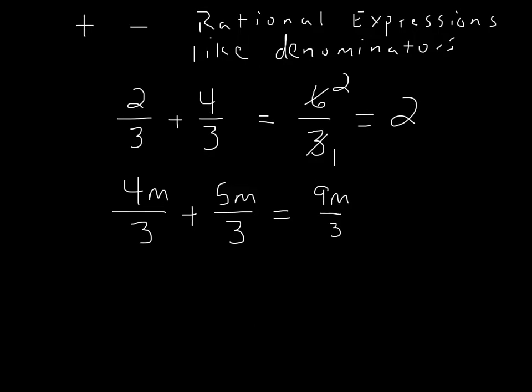Okay, and then what do we have to do? We have to reduce, right? So we have the 9 and the 3. Those two reduce. 3 goes into 3 one time, 3 goes into 9 three times. So we end up with 3m. And that's it. Really, adding is really simple, especially when we have like denominators. After the next video we'll have unlike denominators, so that'll be a little more difficult, but you get the idea. Okay, let's do another example here.